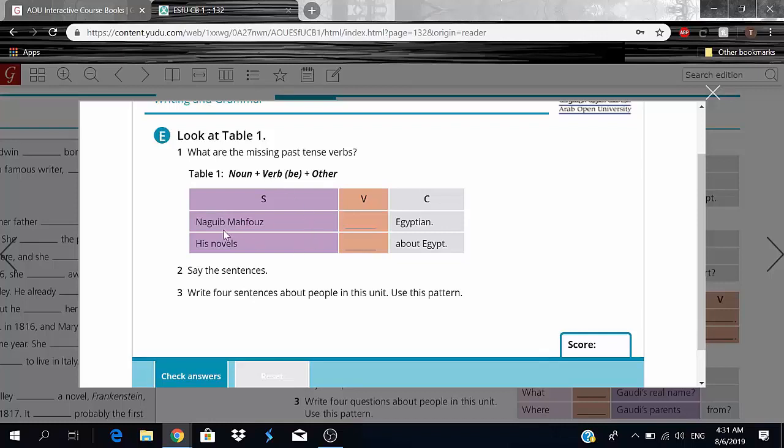So I could say Naguib Mahfouz, verb, Egyptian. So Naguib Mahfouz was Egyptian. Why? Because Naguib Mahfouz is the name of one person. However, when I say his novels, I can't say was about Egypt because novels is a plural word. So his novels were about Egypt. You guys get the idea? So Naguib Mahfouz was Egyptian. His novels were about Egypt.